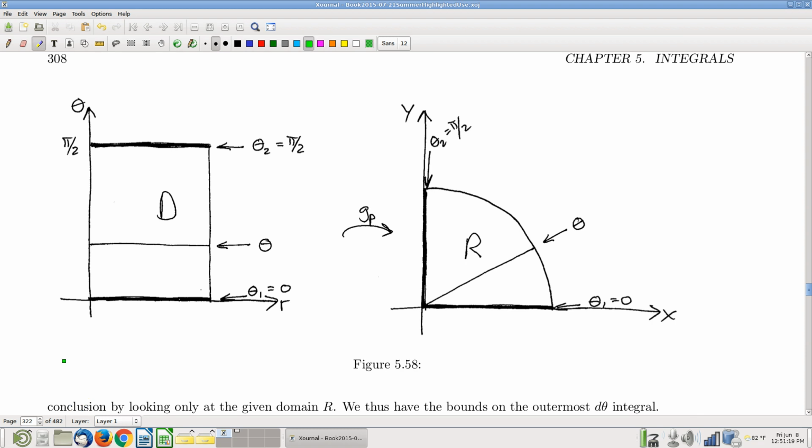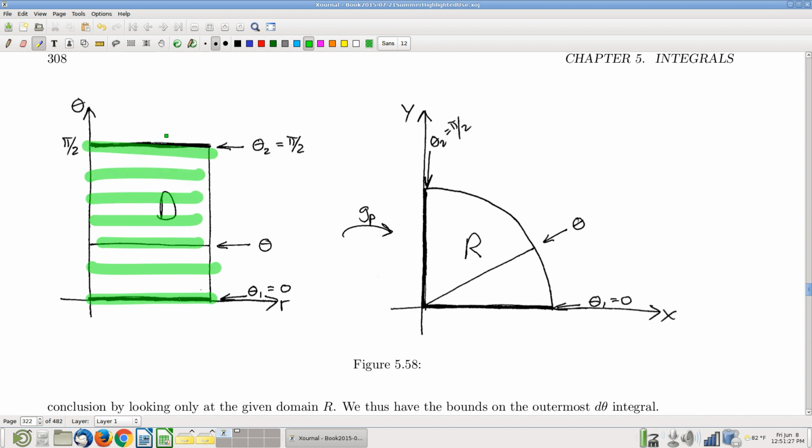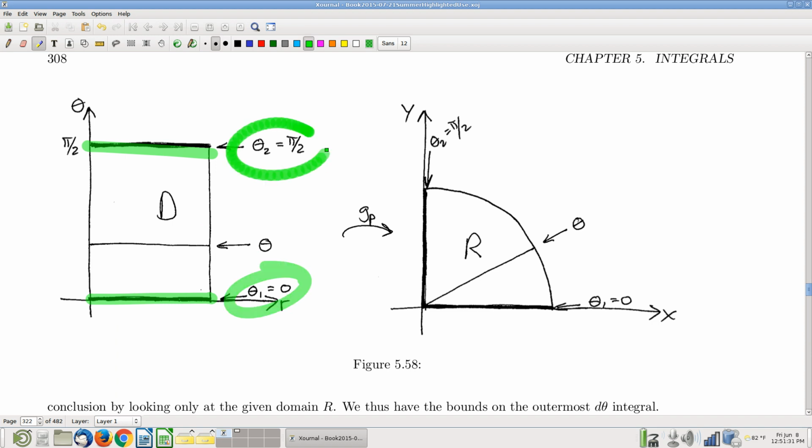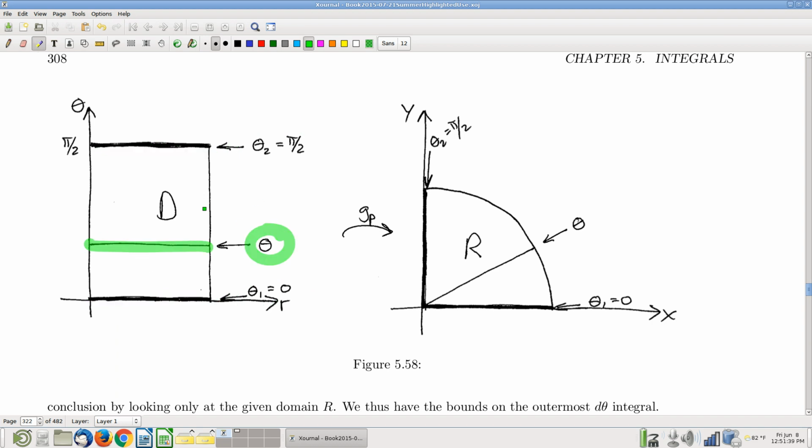And so we did the bounds by slicing, first theta slicing. Theta goes from 0 to pi over 2. That gives us our theta bounds. Then we focus on a particular theta slice. And on a particular theta slice, r starts at 0, and r makes its way over to 1. And that gives you your r bounds.